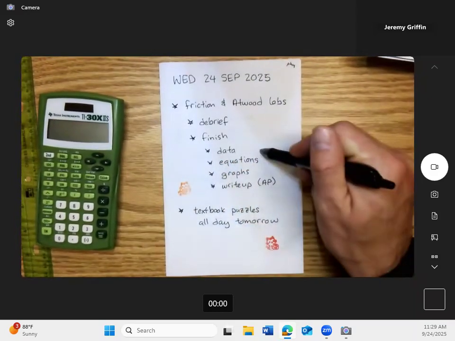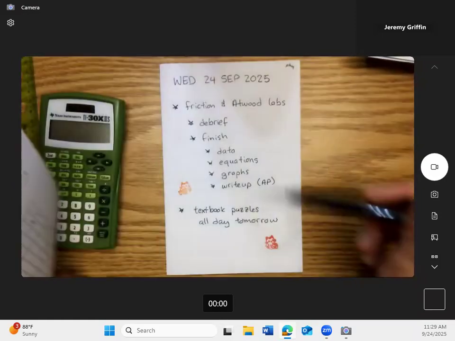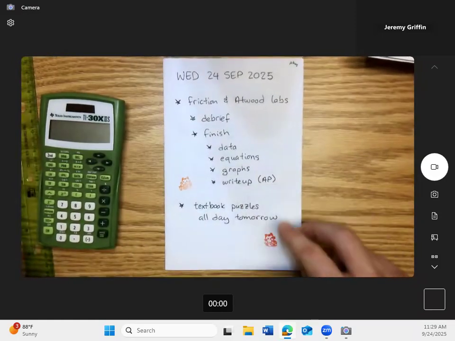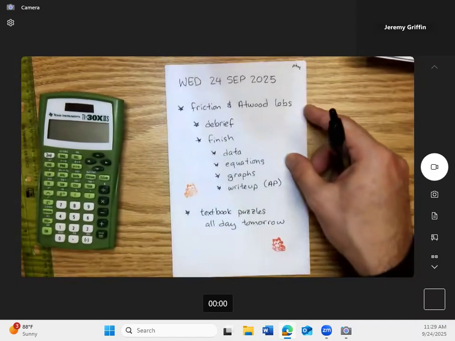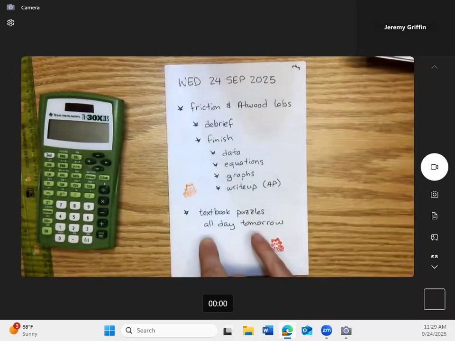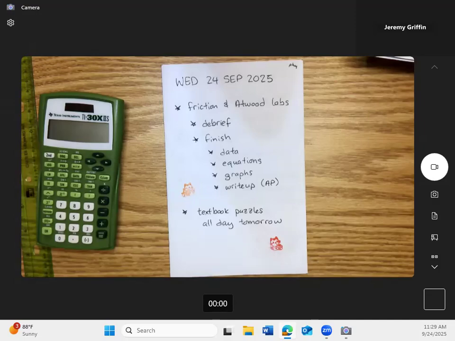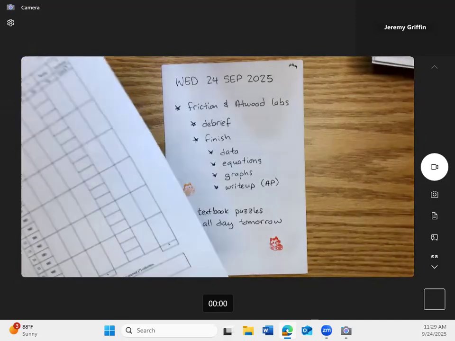So collect all the data you need, make the equations and the graph for the friction lab, and then write it for AP. That worked out like a perfect amount of time in my first period class. Tomorrow, all day, let's do technical puzzles. I'll be solving those with you guys. So let's start with friction labs.